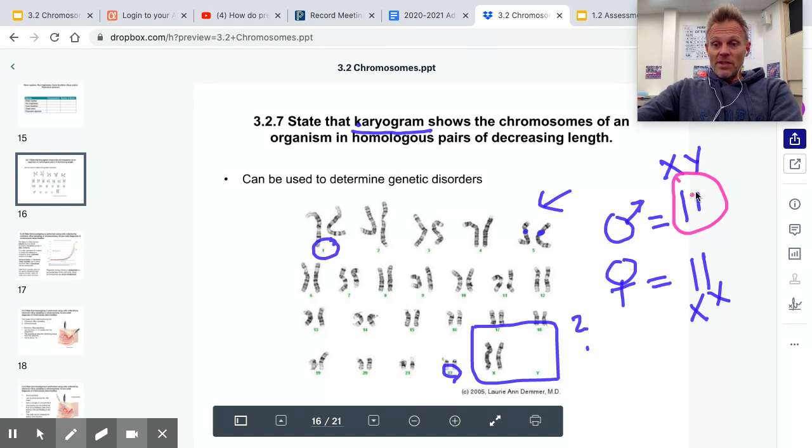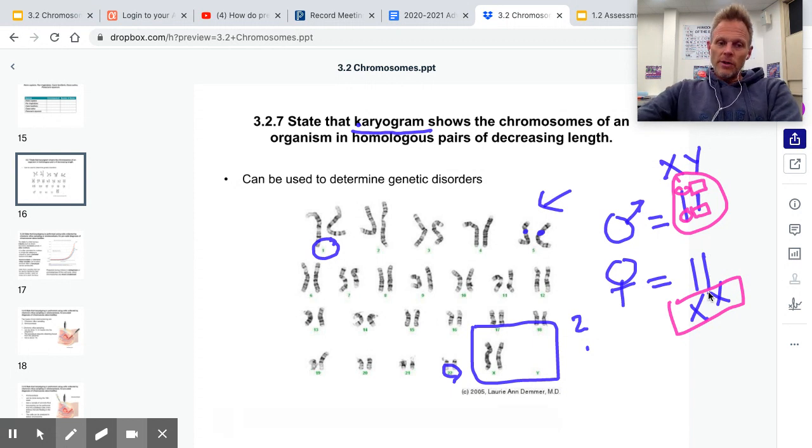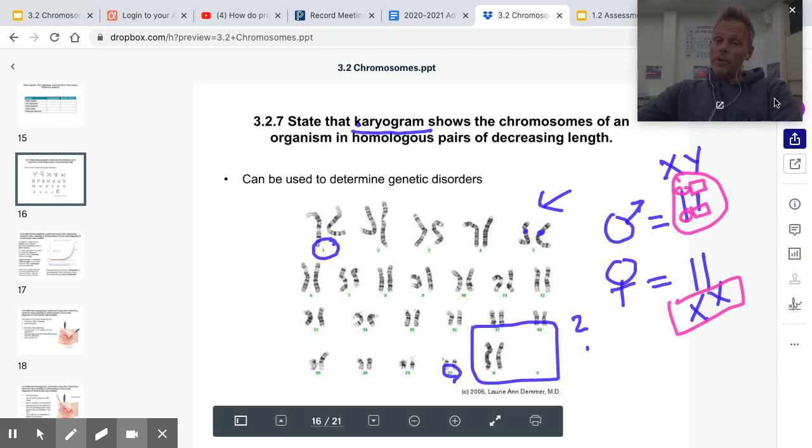It also doesn't contain the same genes. Like if you look at this spot and this spot, it's missing from the Y chromosome, where on the X, there's genes there. Here, there's no genetic information. So XY chromosomes are considered non-homologous. However, females, their X chromosomes are homologous. And then we can use this information to determine any kind of genetic disorder, which we'll talk about in 3.2.10.